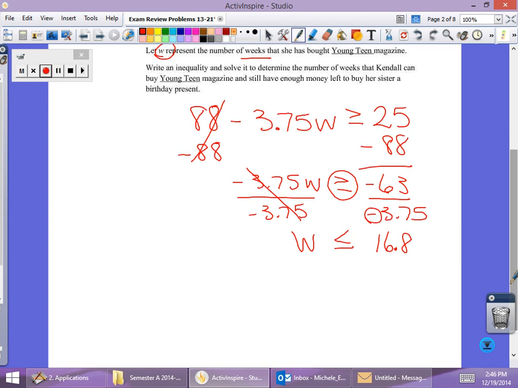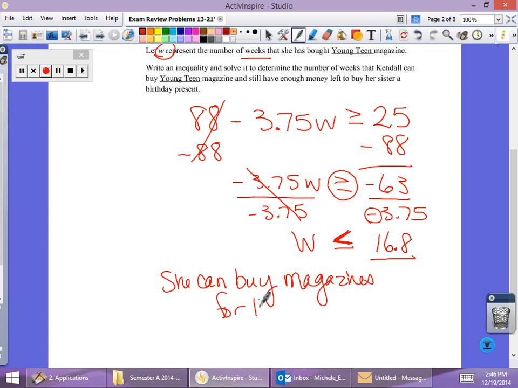Now, W is supposed to represent the number of weeks. So we can only talk about whole weeks, 2 weeks, 3 weeks, 10 weeks. So we can't use 16.8. So what is the whole number that is less than 16.8? That would be the whole number 16. So she can buy magazines for 16 weeks.